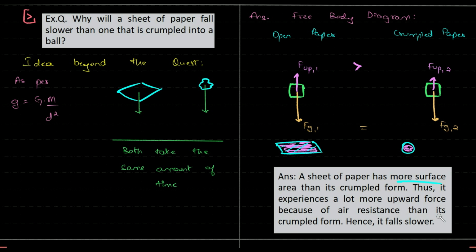You need to understand that this area is more, so the upward force is a lot more. Here, it is a lot lesser. Okay, I can't tell how much, but it is lesser. So because of this, it will fall slowly, and here it will fall slower than this. Make sense? So this should be your answer.